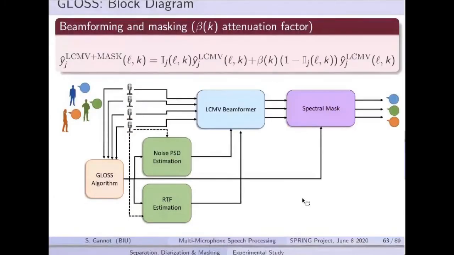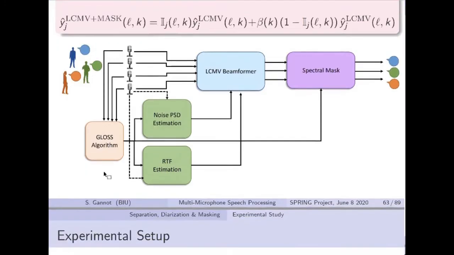So in general, we have the LCMV beamformer as the heart of the algorithm. On top of it, at the output, we have this spectral mask, which is related to this I. We can use it as a mask. It is depicted here. And we have a control algorithm. Radu asked about control, which we call the GLOSS algorithm, global and local something, source separation. I forgot what the O is.